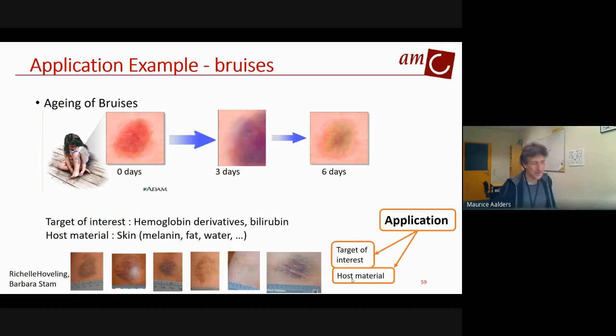And the host material is usually skin. So our target material is surrounded by melanin, fat, and water. This is basically how we physicists look at skin, as some stuff, some pea soup, a lot of stuff in there, and we want to find this one particular component which has slightly different optical properties. So the skin, melanin, fat, water, we have to separate our target of interest from these components. And this is the application.